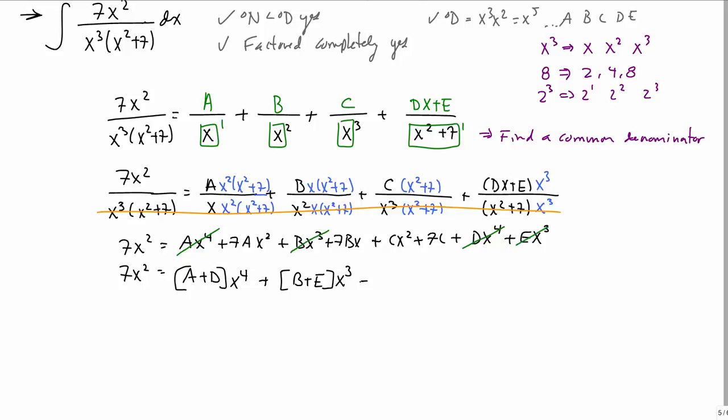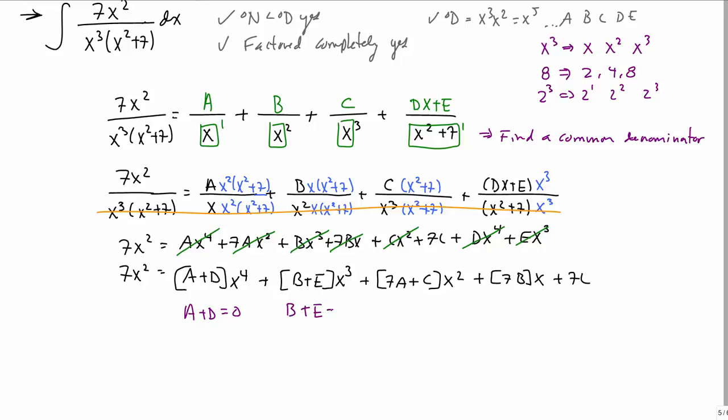Now I'm looking for squareds. So I have 7a plus c x squared. Now I'm looking for my linear terms, which would just be the x terms, so that would be 7b is my coefficient. My variable is x. And then over here my constant is 7c. So now let's go ahead and set these up and equate. So a plus d would equal 0. The reason why it's 0 is there's no x to the 4th over here on this side. So there's 0x to the 4th. So that's why I equate that coefficient.